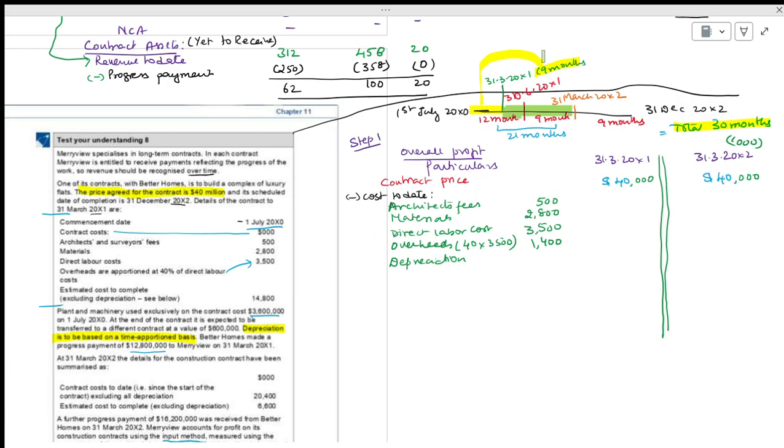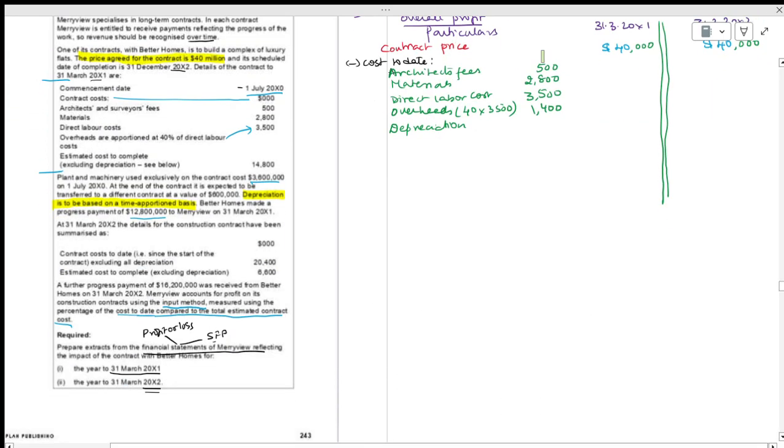From here to 30, till 31st March. 13. Okay, how many months are there from here? 31st March. Yes. 12 months, no?